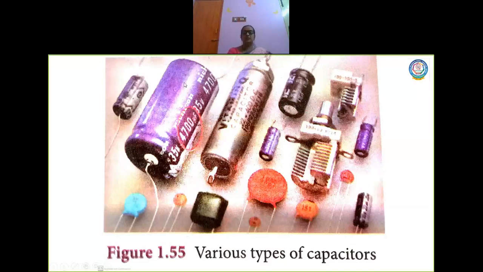Now if you open this, you will be able to see two metal foils. In between you have a dielectric, okay. What is a dielectric? Last class we were discussing, dielectric is nothing but an insulator. Okay, so this is about capacitors.